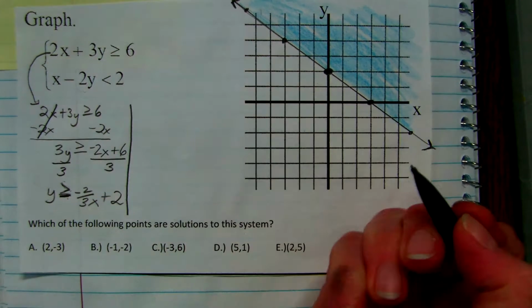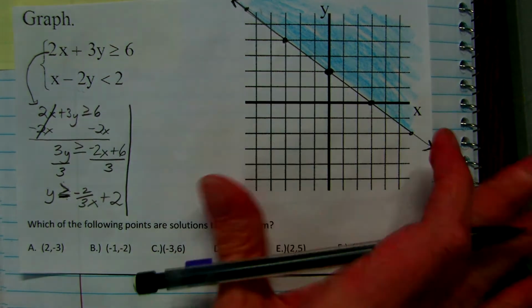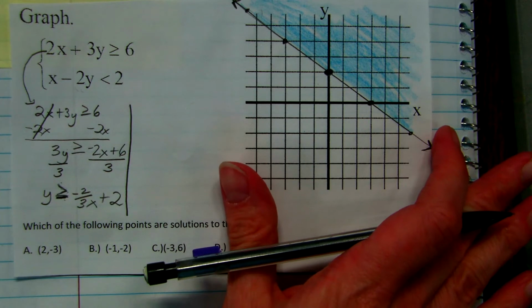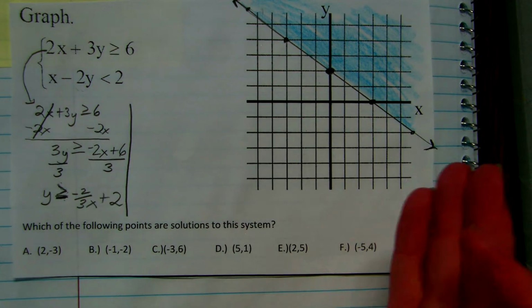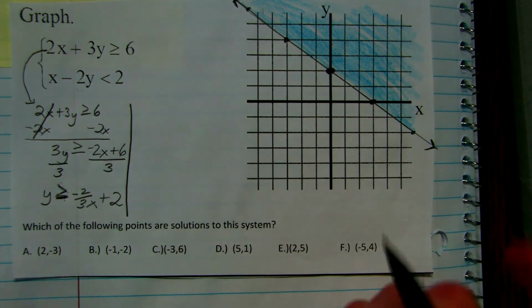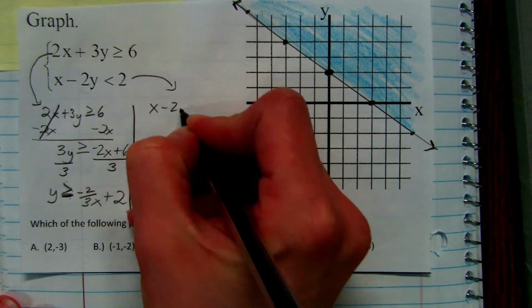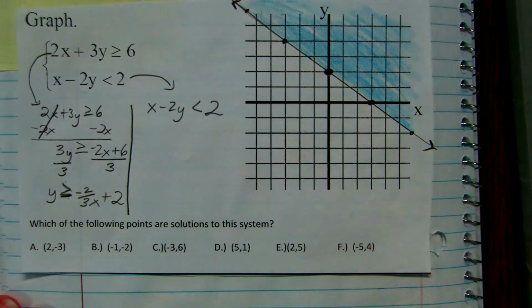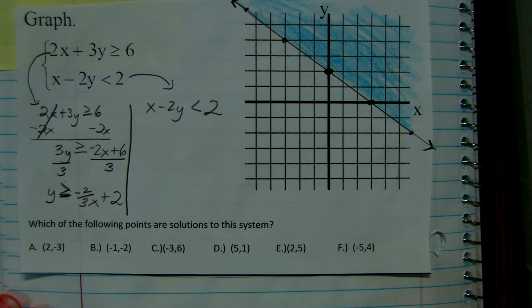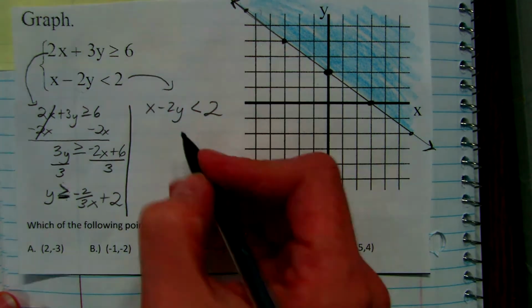We got to do the second one. So there's going to be 2 on the same graph, just like we did with systems of equations. There's going to be 2 of these. They're going to overlap. The coloring is going to overlap. So we'll copy this one down over here. x minus 2y is less than 2. So talk me through this. How do we solve for y?